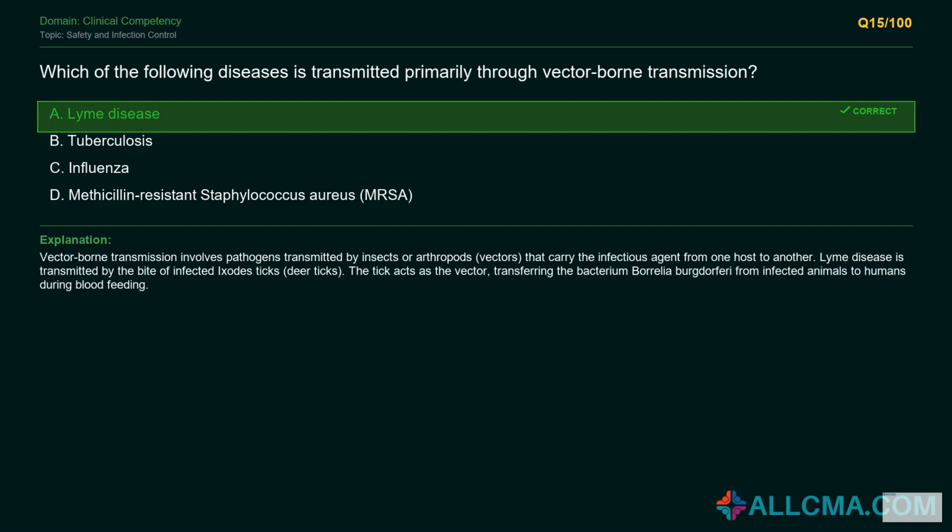Vector-borne transmission involves pathogens transmitted by insects or arthropods, vectors, that carry the infectious agent from one host to another. Lyme disease is transmitted by the bite of infected Ixodes ticks, deer ticks. The tick acts as the vector, transferring the bacterium Borrelia burgdorferi from infected animals to humans during blood feeding.